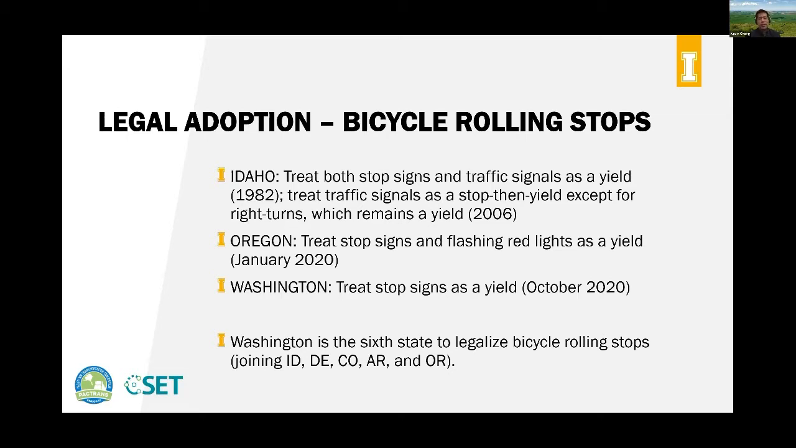What's relevant to this study is that Oregon and Washington very recently passed their own versions of bicycle rolling stops. In the state of Oregon, in January of 2020, they passed a law that allowed bicyclists to treat stop signs and flashing red lights as a yield condition. Then 10 months later, the state of Washington allowed bicyclists to treat stop signs as a yield condition. So Washington, as you can see in my last bullet item, is the sixth state in the country to legalize bicycle rolling stops, joining Idaho, Delaware, Colorado, Arkansas, and of course, Oregon.